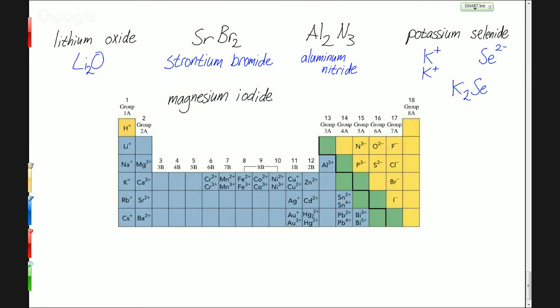So you got a formula for magnesium iodide? What'd you get? MgI2, good. So you found that the Mg is 2 plus, and the iodide is -1, so we need 2 of them, and that makes overall MgI2. Great.